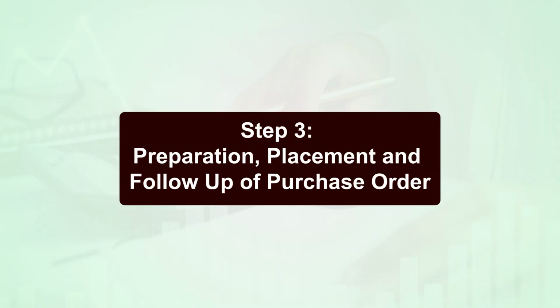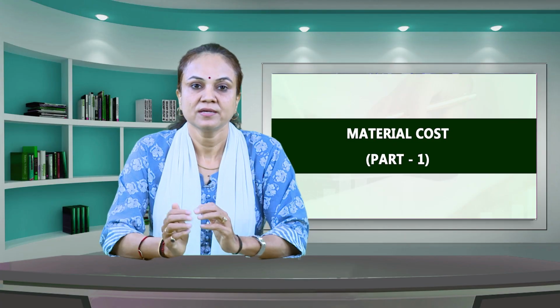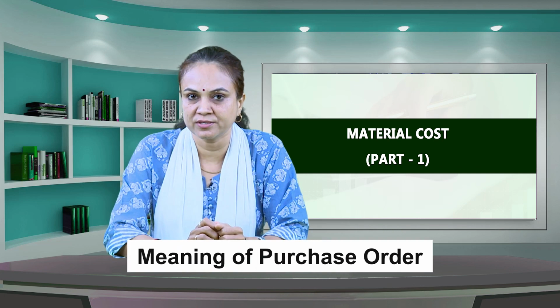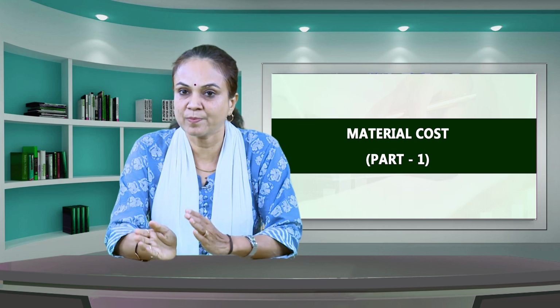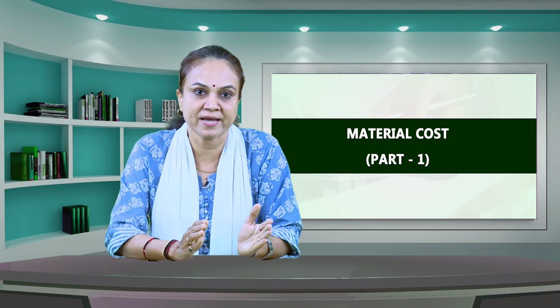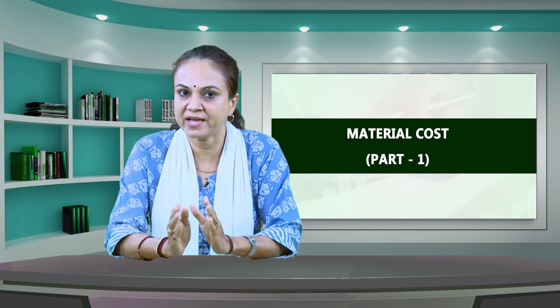Let us discuss the third step, that is preparation, placement and follow-up of purchase order. After selecting the supplier, the next step is to prepare the purchase order and place it with the selected supplier. Let us understand the meaning of purchase order. Purchase order is a written document prepared by the purchase department which authorizes the supplier to supply the specified quantity of materials of specified quality at specified price on terms specified therein.